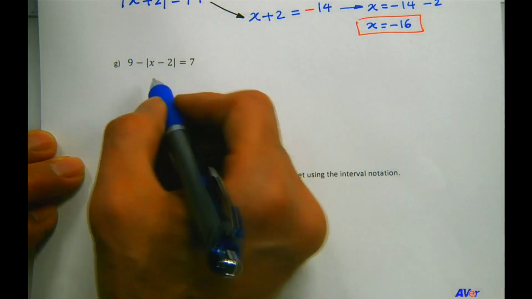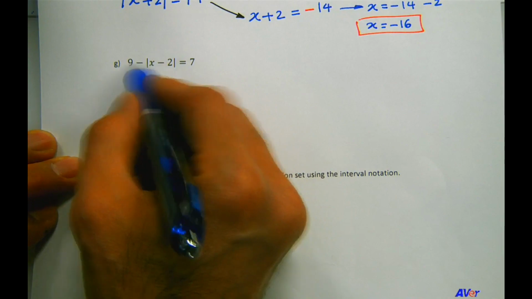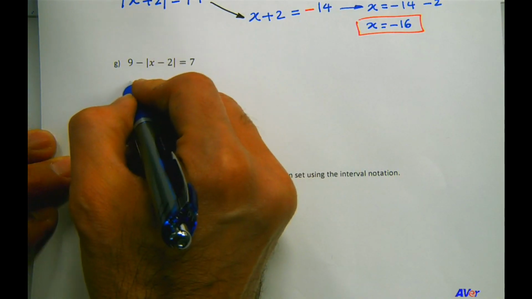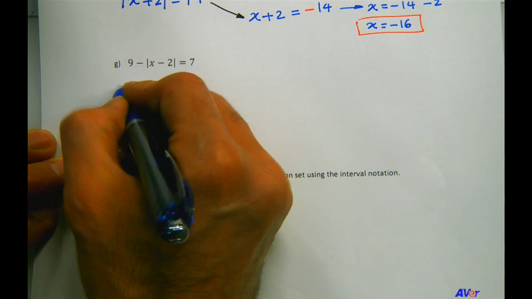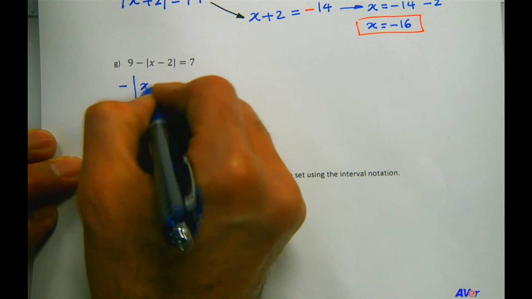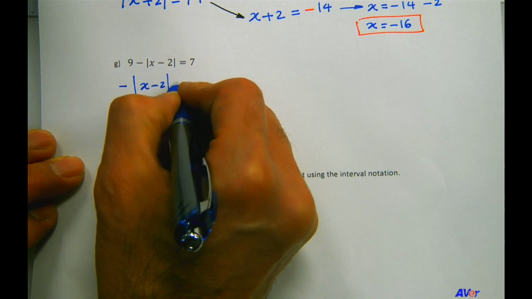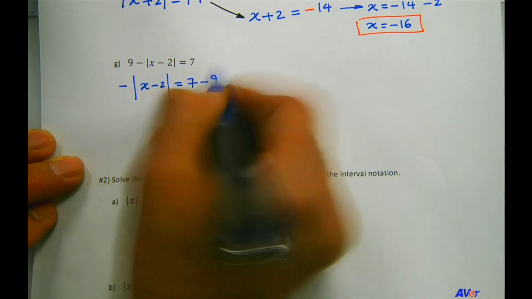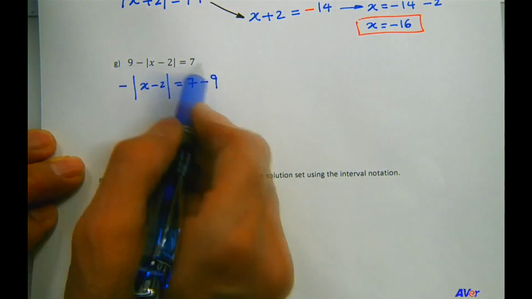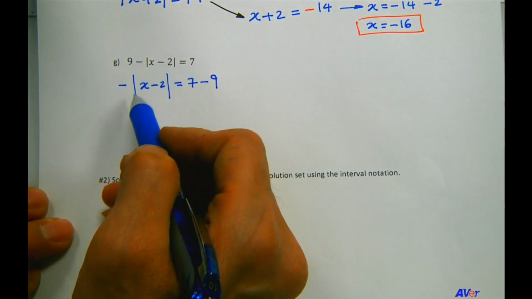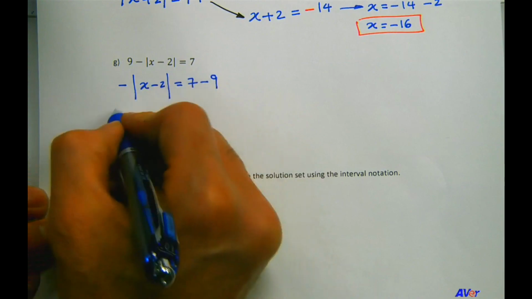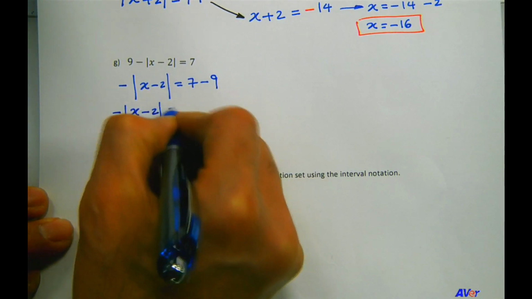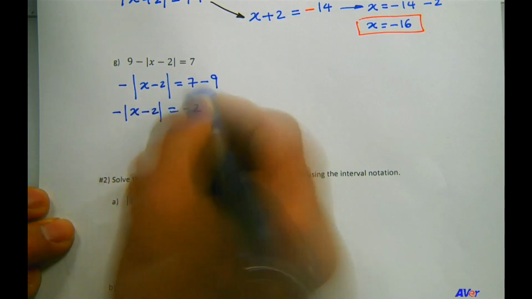We can do that. Or you can keep it on this side and move the 9, whichever. So let's do that first. So minus absolute value of x minus 2 equals 7 minus 9, right? What I did was move the 9 to the other side. Now it's a little bit better. Let's simplify. Minus absolute value of x minus 2 equals minus 2, on the other side.